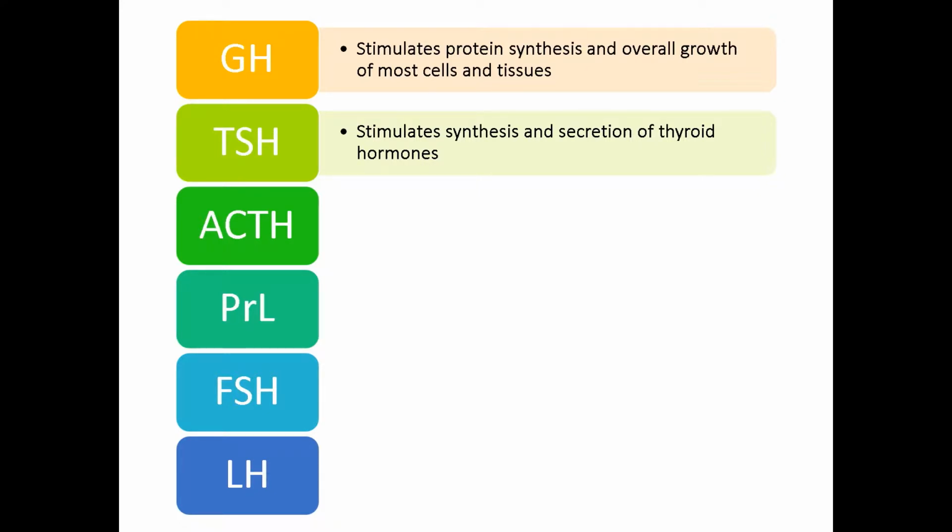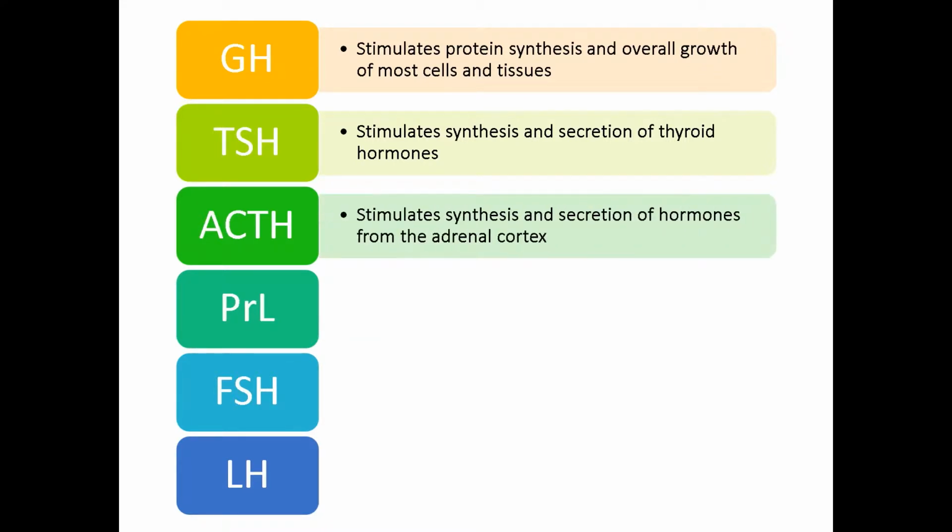They actually stimulate synthesis and secretion of thyroid hormones. In fact, TSH can also cause hypertrophy of the thyroid gland, not only the secretion of the thyroid hormones, but also can cause enlargement of the thyroid gland. Your ACTH stimulates synthesis and secretion of hormones from the adrenal cortex, in the particular layers of the zona glomerulosa, fasciculata, and reticularis, but not in the adrenal medulla.